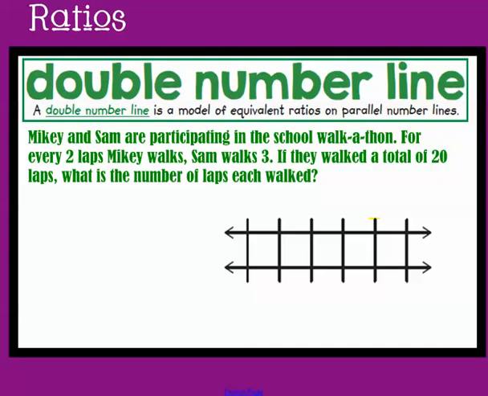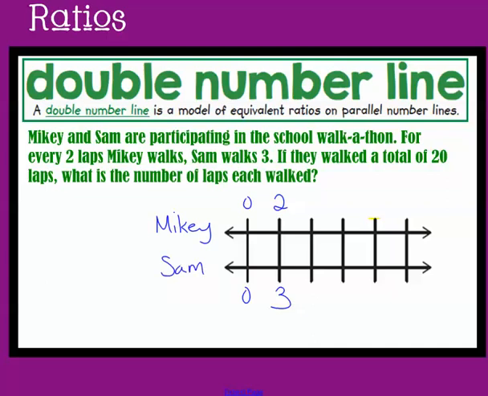We can also use a double number line if you're more comfortable with that. For the same problem, we're going to take that 2 to 3 ratio. So we'll start at 0, 0, and we'll use that first vertical line to represent 2 to 3 ratio. So let's label our double number line here. This is Mikey's row. This is Sam's row, just so we can keep everything straight.